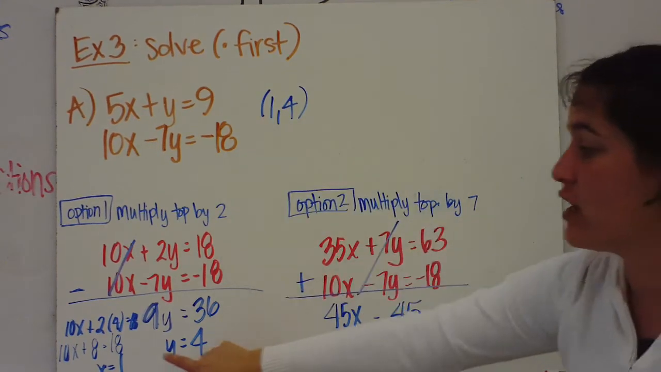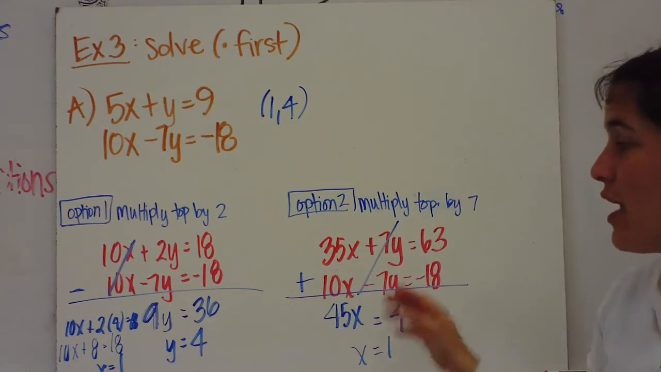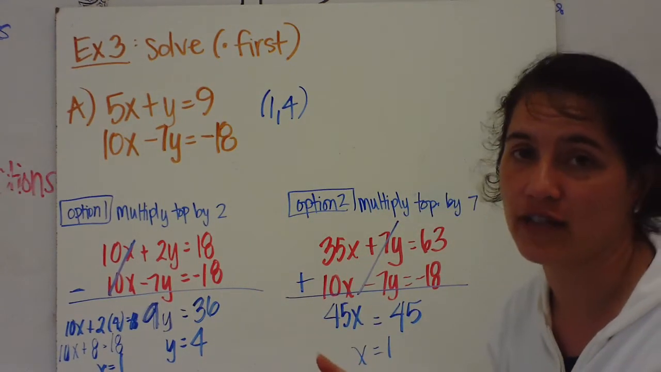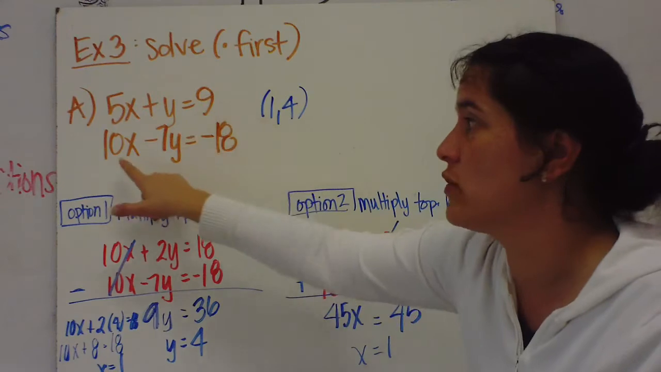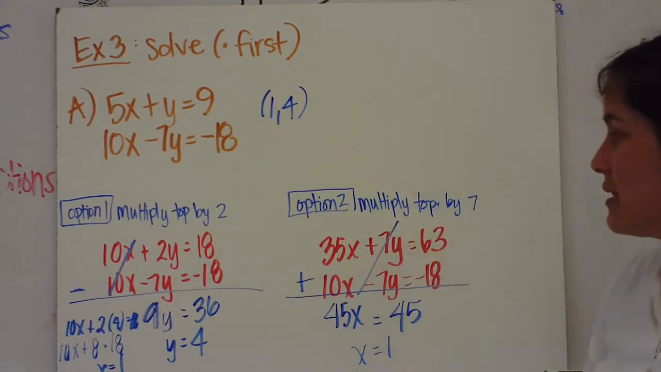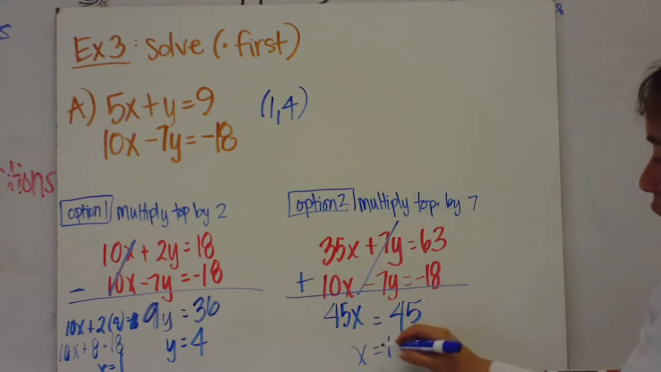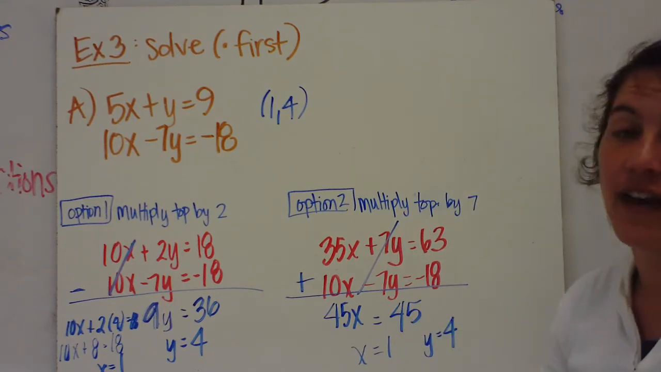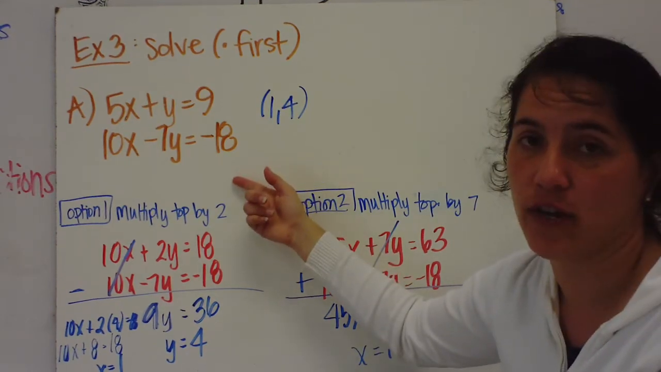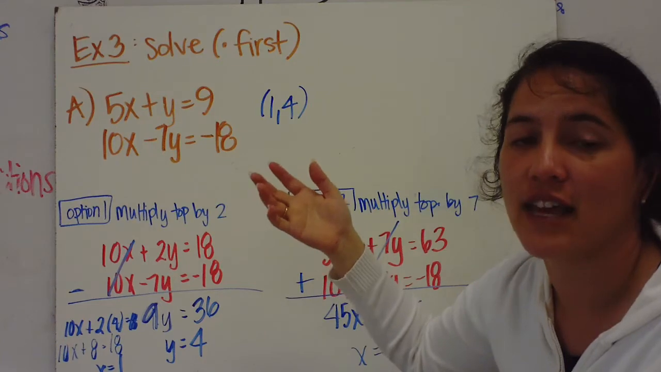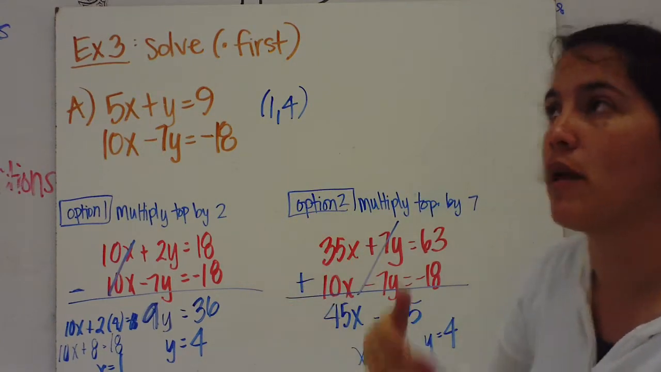And that's right, because over here we got x equals 1, x equals 1. It doesn't matter which way you do it, you still can get the right answer. I multiplied this one by 2 to get 10, or I multiplied this one by 7 to get a 7. So the answer is x equals 1 and y equals 4, and then that is the solution to the system of equations. So I'm just saying, you don't necessarily have to multiply the top equation only. You can multiply the bottom too.